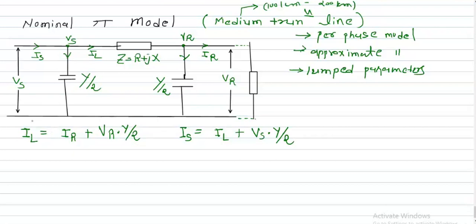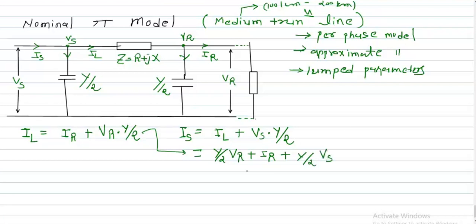Now, can I put this IL in this equation? If I put this IL in this equation, I get the IS in terms of VR and IR. So I will just write this equation and modify it. I will put this equation here. So it shows that it is Y by 2 into VR plus IR plus Y by 2 into Vs.